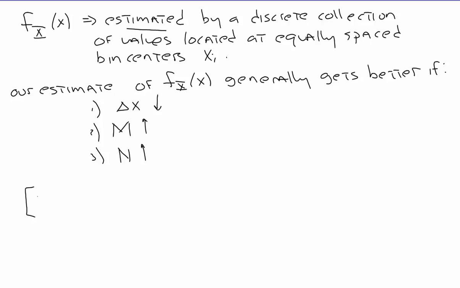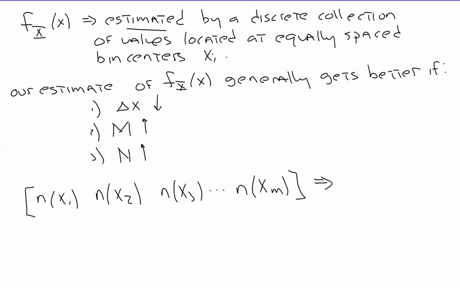This one row vector n x1, n x2, n x3, all the way out to n xM, is known as the histogram. That's the histogram of my random variable x. Calculating the histogram is generally the hardest part. Remember, we're starting off with N samples of my random variable x, and the first thing we have to do is sort them into a collection of bins. A bin centered at x1, a bin centered at x2, x3, all the way up to M bins. We have to sort our data and find out how many sample points fall within each of my bins.